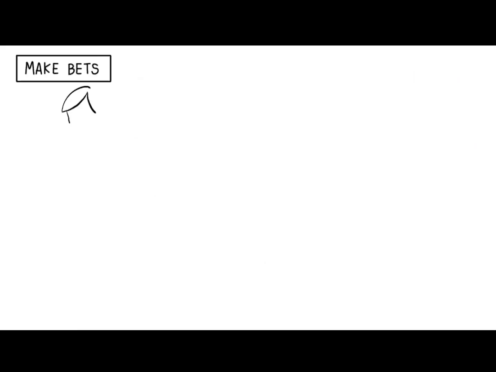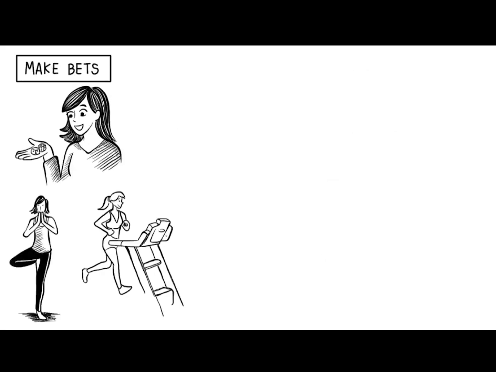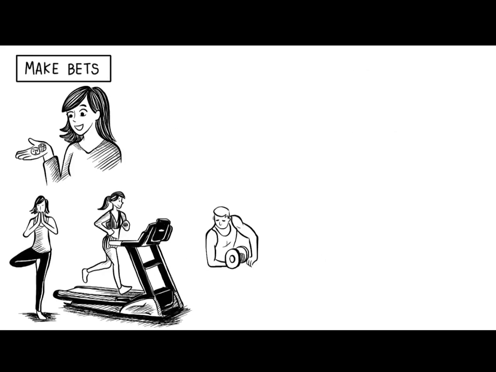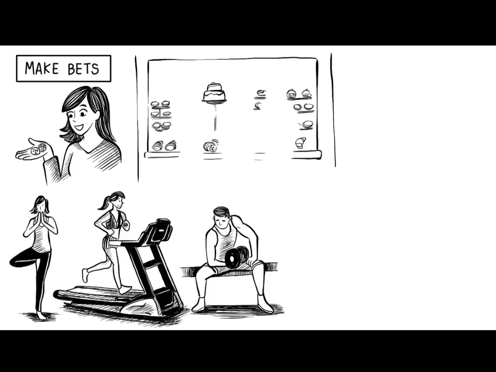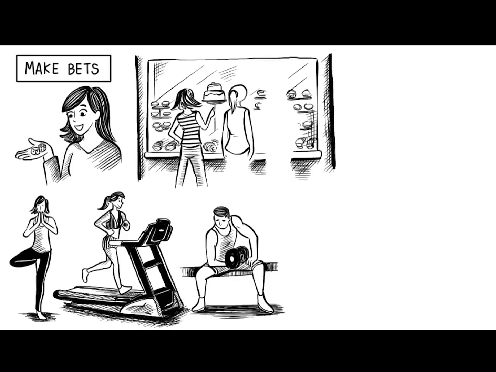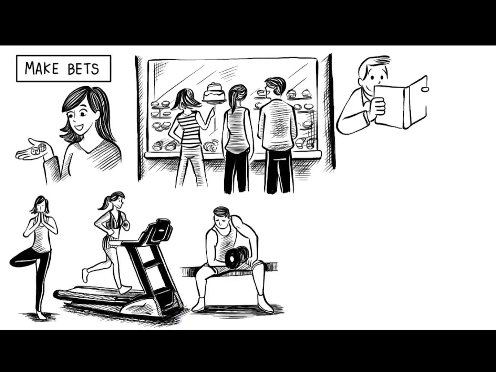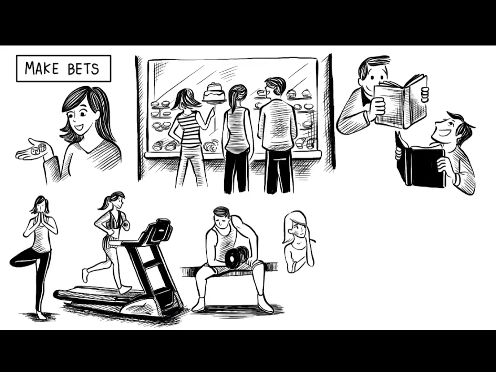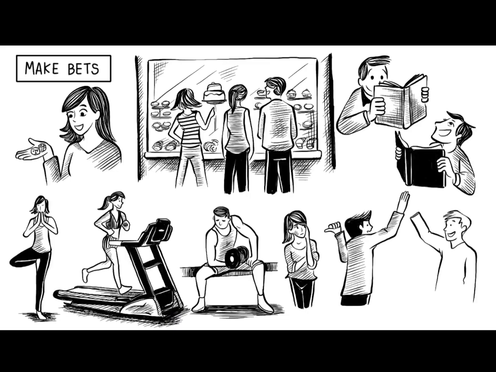Make bets. Make your life a game and take bets. Groups of pretty people do that all over the world to lose weight. The one who can't lose 2 kilos in 6 weeks has to buy cupcakes for everyone. But it also works for reading books or challenging yourself to ask a girl out for dinner.